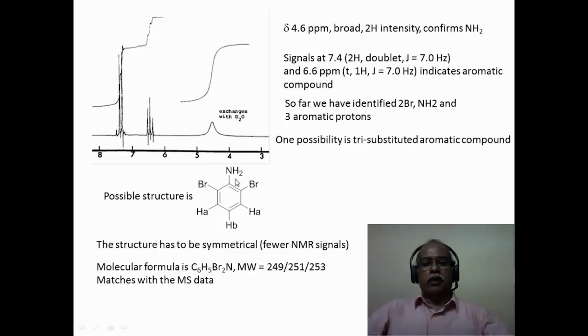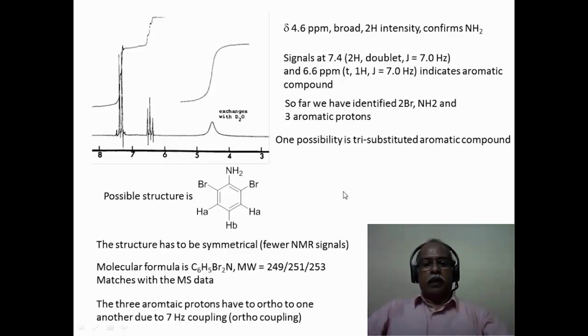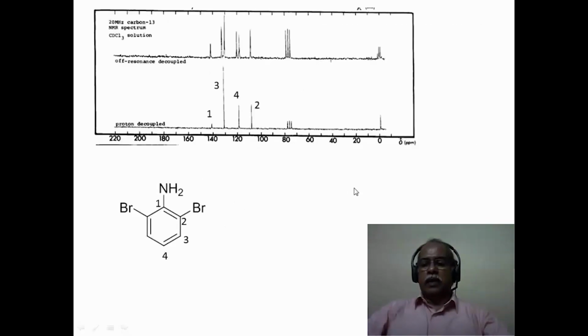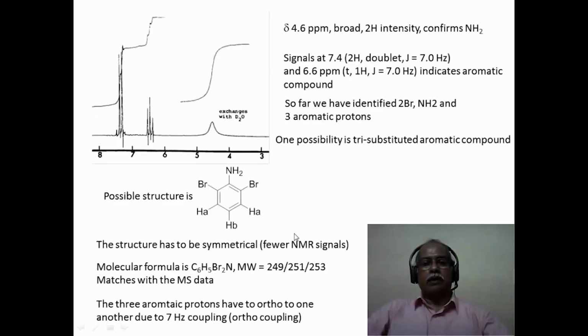So one can see the HB signal in the lower delta region. This is para to the amino functional group, so it is at a lower delta value, and meta to the amino group will come at a higher delta value in this NMR spectrum of this particular compound. The 3 aromatic protons have to be ortho with respect to each other because of the 7 Hertz coupling which is seen, which is a major coupling seen in this spectrum. So symmetry considerations are important in the structural elucidation problem. This is an illustration of how a molecular structure has been decided based on the symmetry pattern or the substitution pattern that is deduced from the proton NMR spectrum of this particular compound.